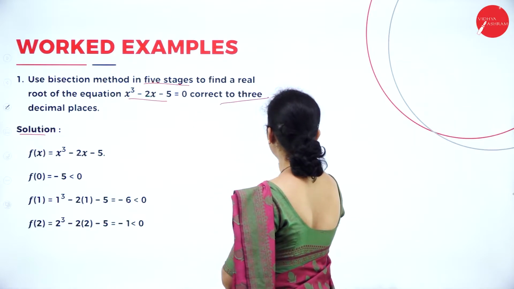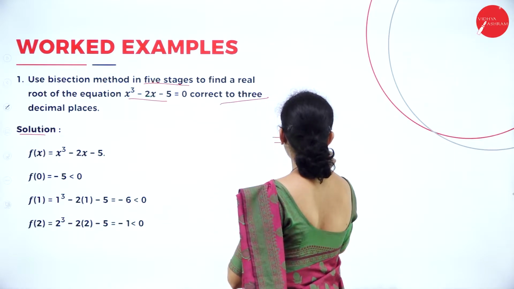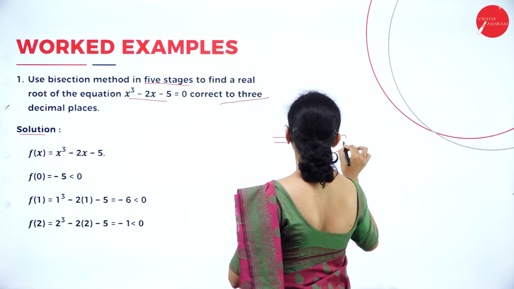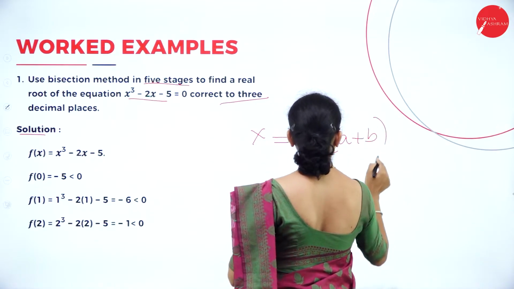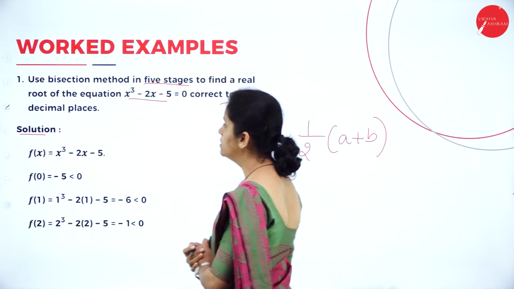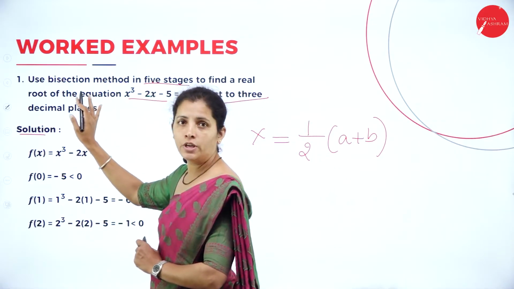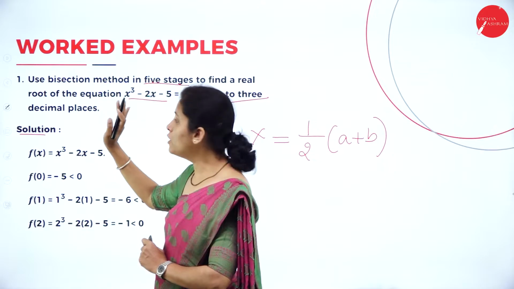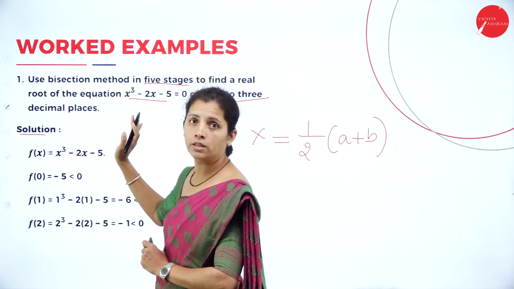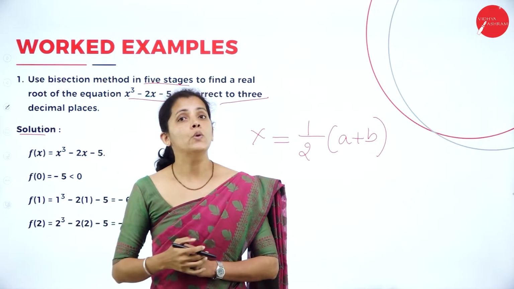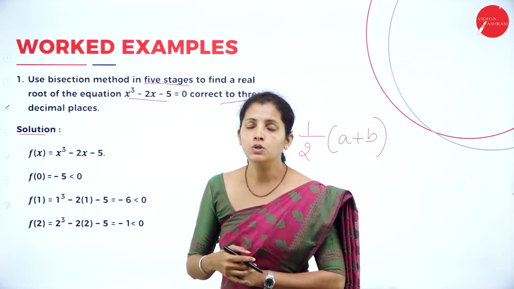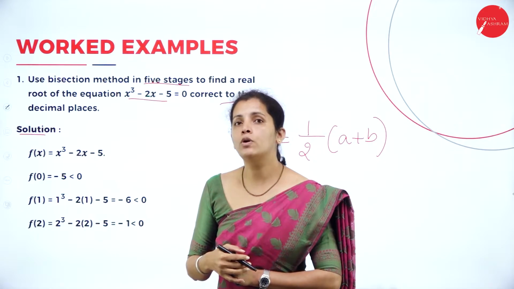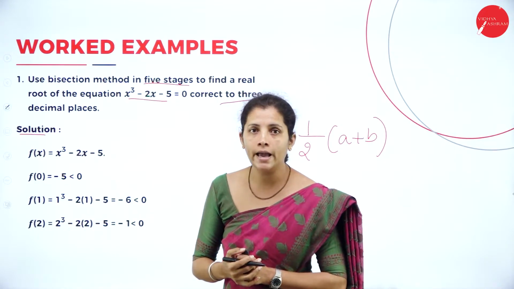So, dear student, we know the bisection formula: x equal to half A plus B. In this question, they did not mention the root. That means they did not specify where exactly the root lies between. So, what I want to do is use the trial and error method.